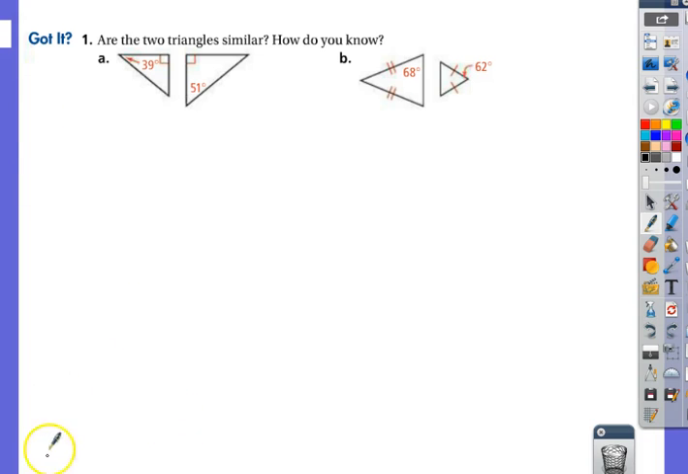All right, do these two real quick. What about part A? Yeah. Why? Because the two angles are congruent. What's this angle right here? 51. So when I know that's 51, I have angle-angle. What about here? What's this angle right here? So I don't have angle-angle similarity because these two angles were different. So not similar.